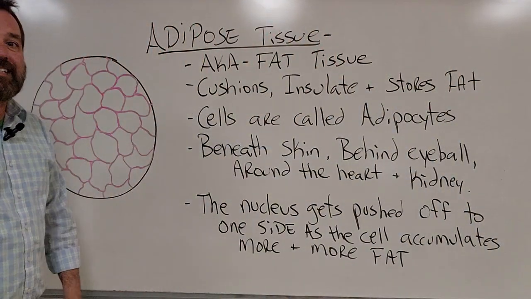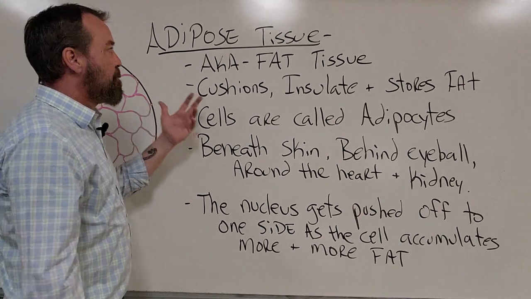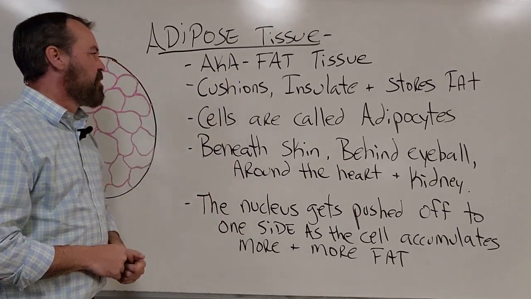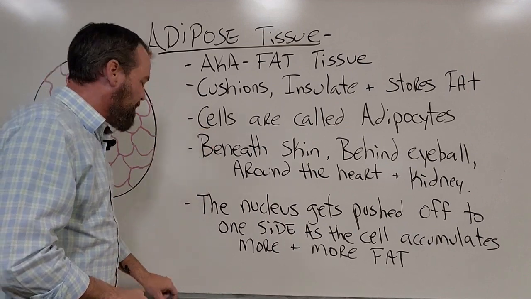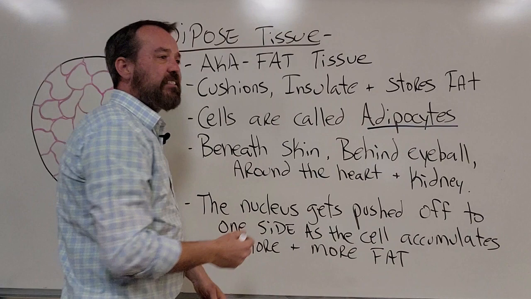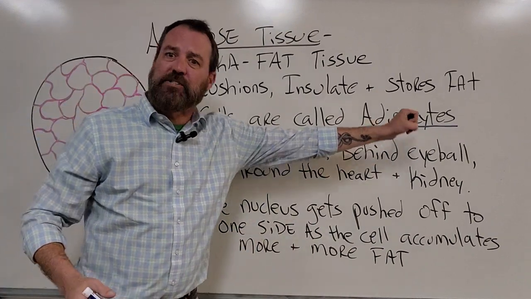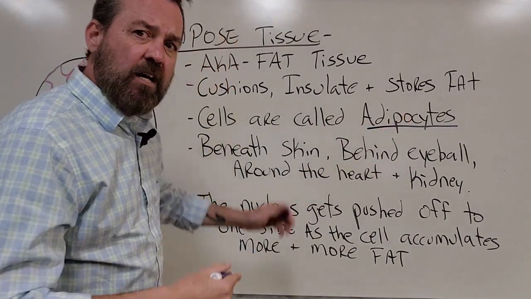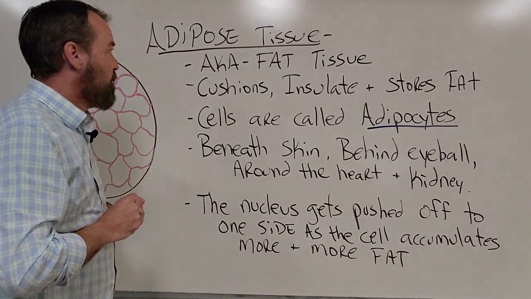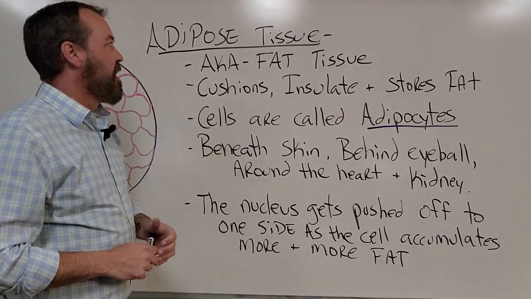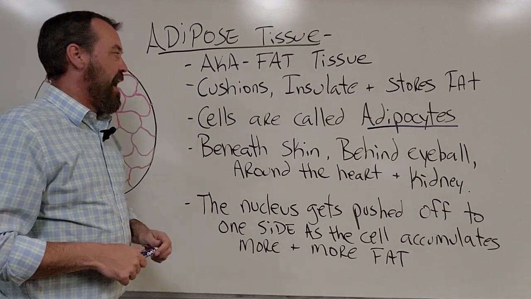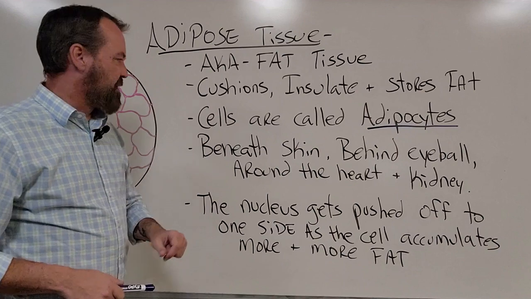So our first one up is adipose tissue. So adipose tissue is also known as your fat tissue. These are your fat cells. And in fact, we call the fat cells adipocytes. So adipo means fat, cyte is cell. So these are fat cells. Adipocytes are the cells of adipose tissue. That's what we're binding together to build this tissue. So adipose tissue functions to cushion, to insulate, and to store fats. Cells are adipocytes, we already said that.